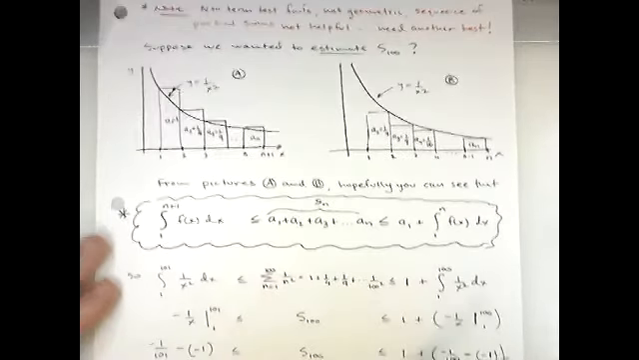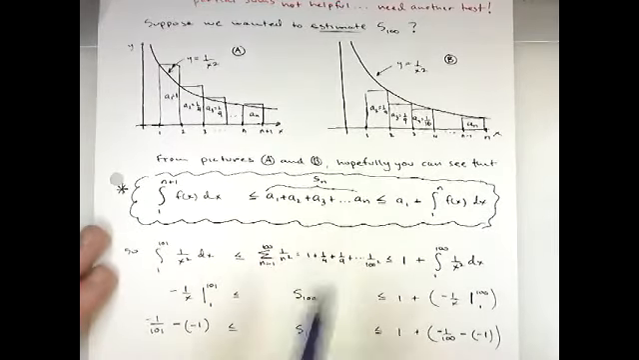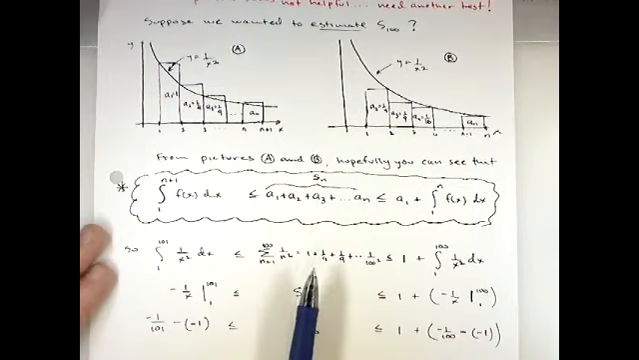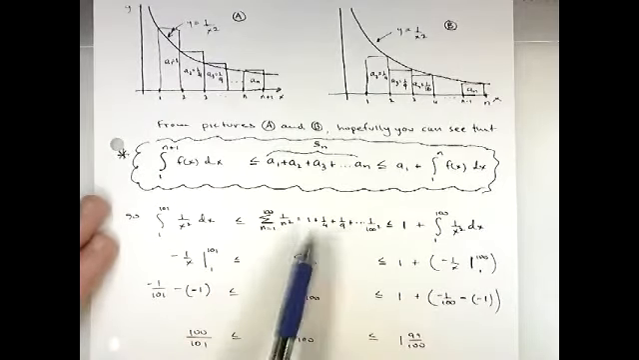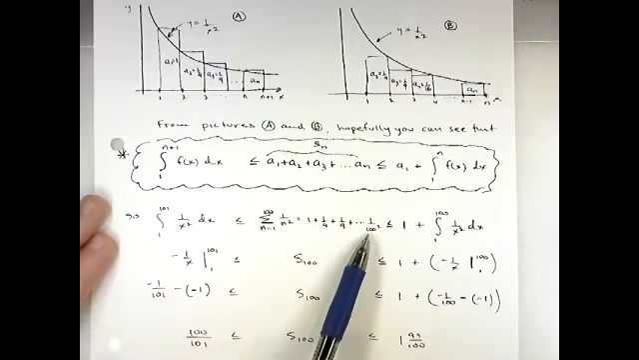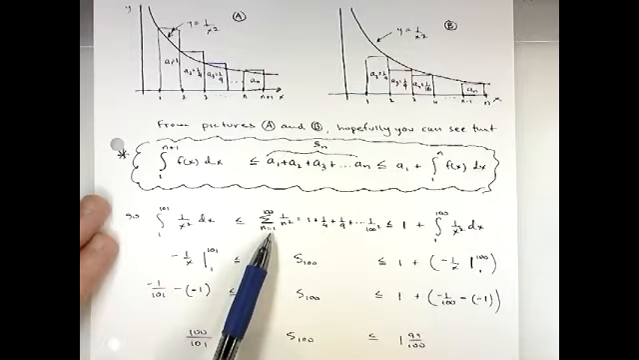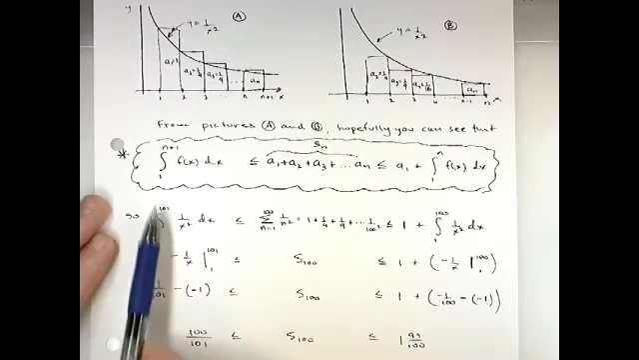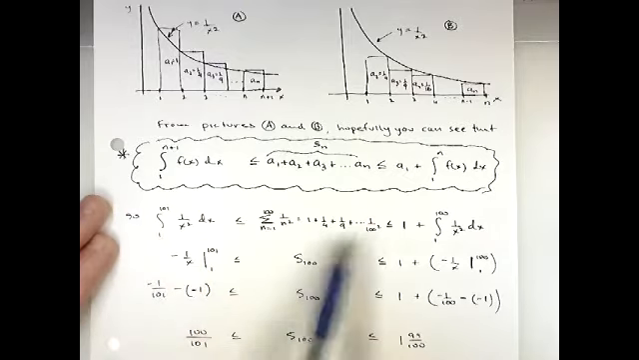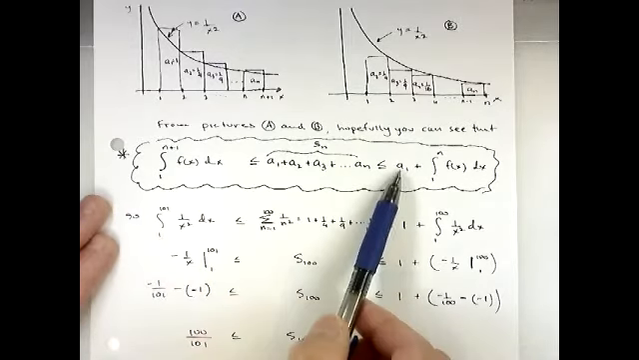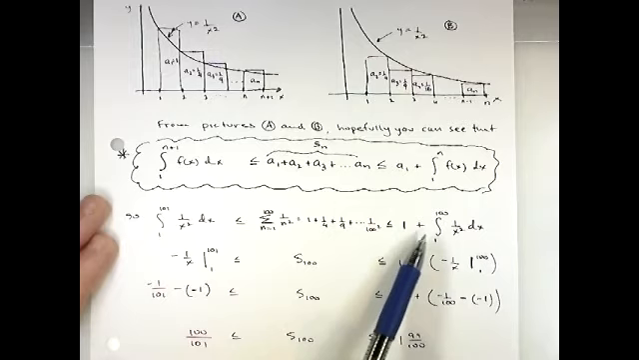And we can use that now. If I want to have an idea of what the 100th partial sum is for 1 over n squared, 1 plus 1/4 all the way up to 1 over 100 squared, well, the value of that sum has to be between the integral from 1 to 101 of 1 over x squared, but also less than a sub 1, which was my first term, plus the integral from 1 to 100.